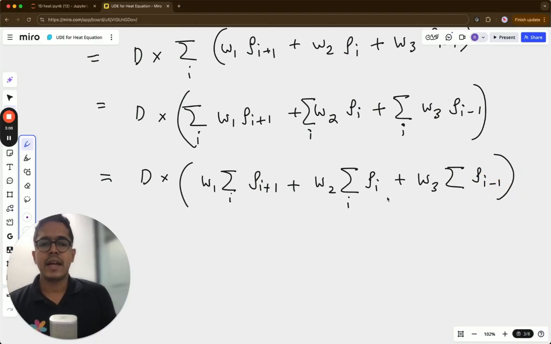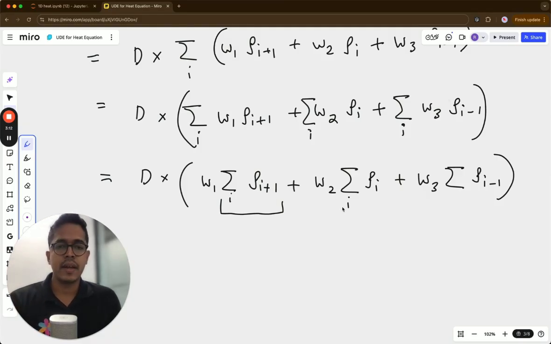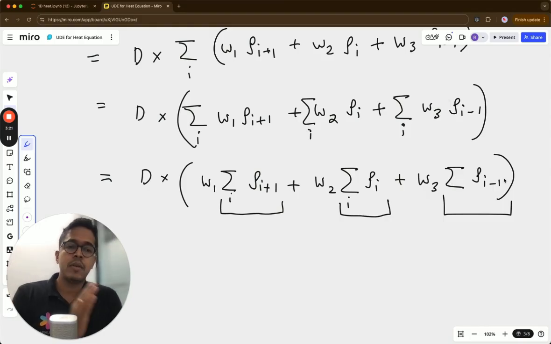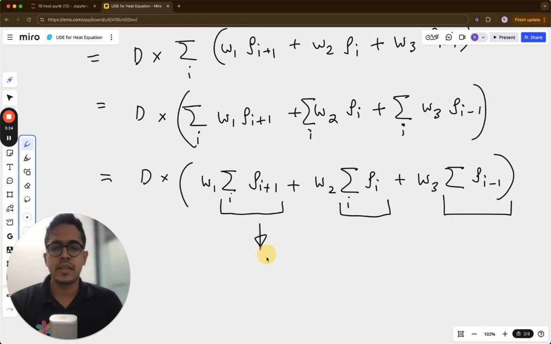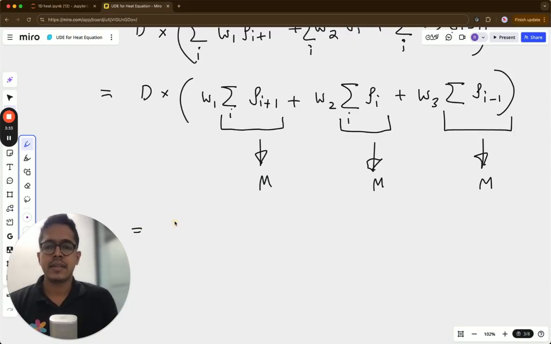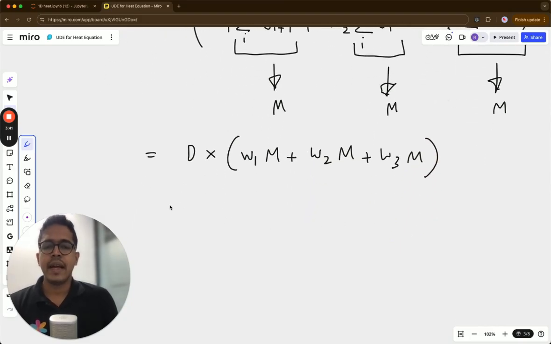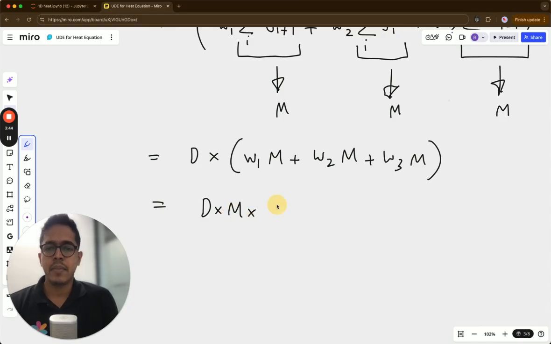Okay, so here actually if you look, it's the summation of rho. It's just that the index is I plus 1 instead of I. Here the index is I. Here the index is I minus 1 instead of I. But at the end of the day, you are performing a summation of rho for the entire possible values of its index. So the summation of this is the mass m. Summation of this is also the mass m. Summation of this is also the mass m. So this is equal to d multiplied by W1 m plus W2 m plus W3 m. So we can bring m outside. So this is equal to d multiplied by m multiplied by W1 plus W2 plus W3.